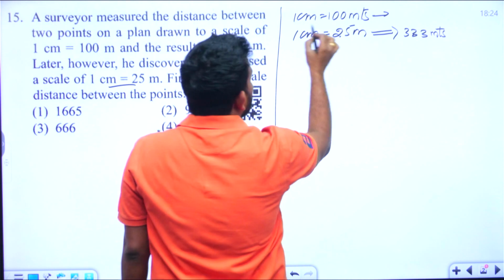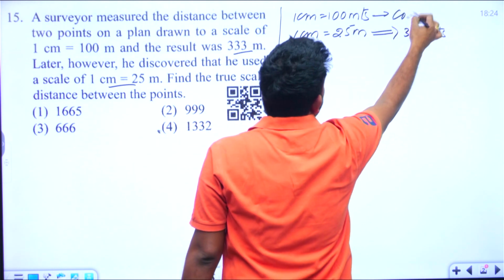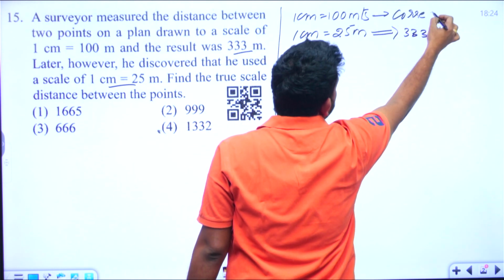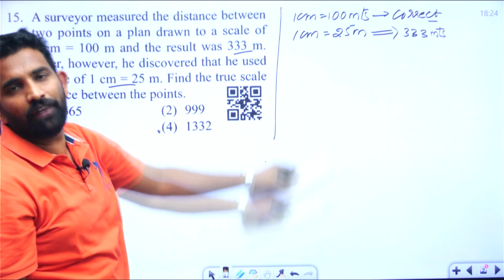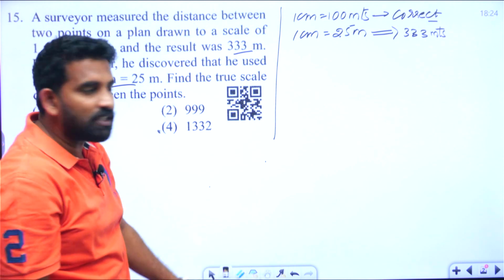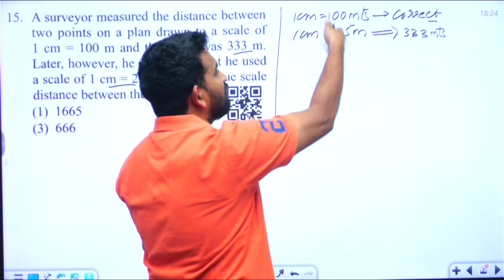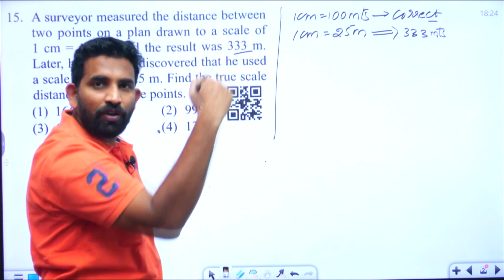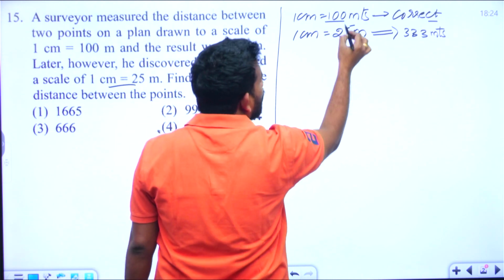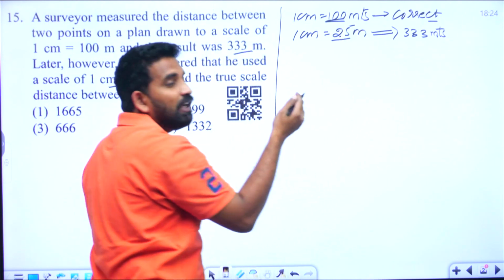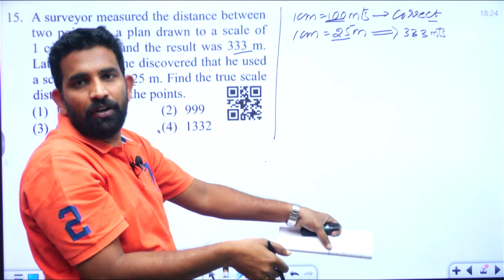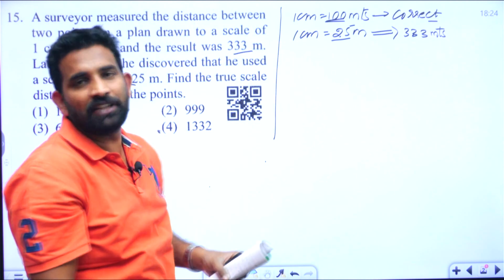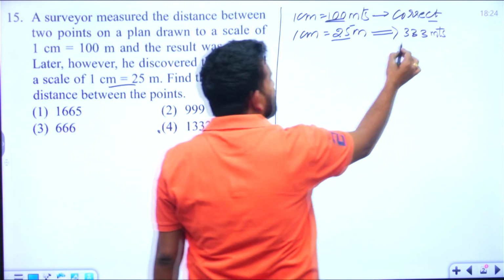Now see here, this is the correct scale that he was supposed to take. But he took a wrong value of 1 centimeter is equal to 25 meters, which was 4 times lesser than the actual scale. You can see here, this is 100, this is 25. So he is taking 4 times lesser value for his scale, and he found the value to be 333 meters. He got a distance of 333 meters.